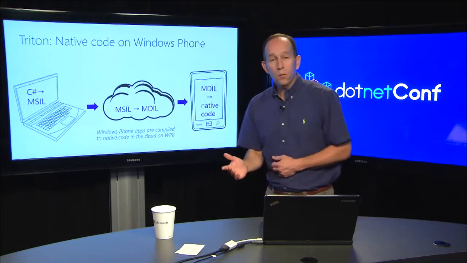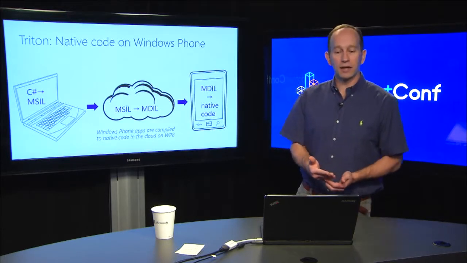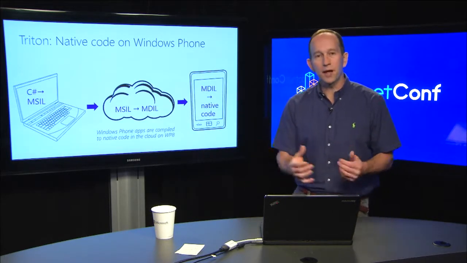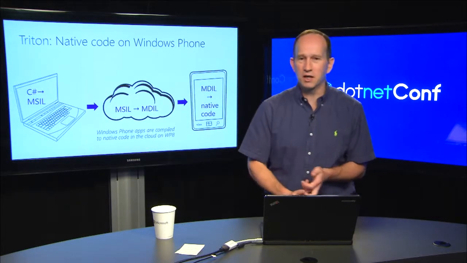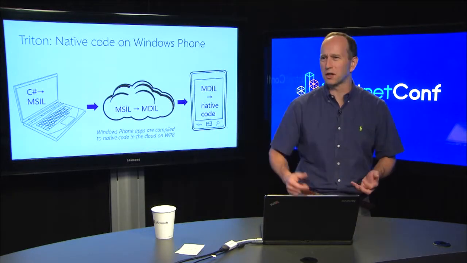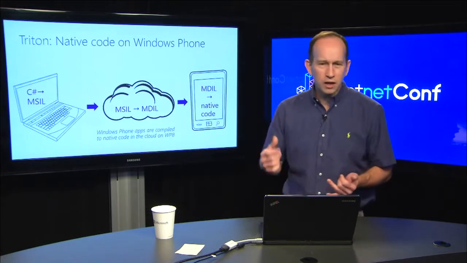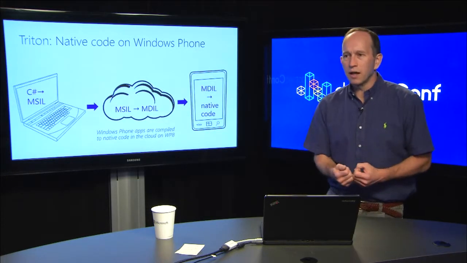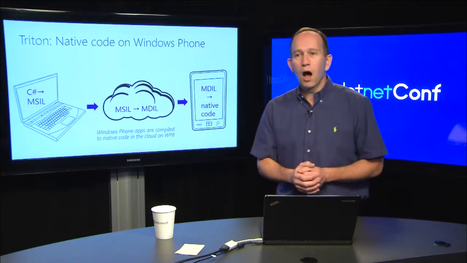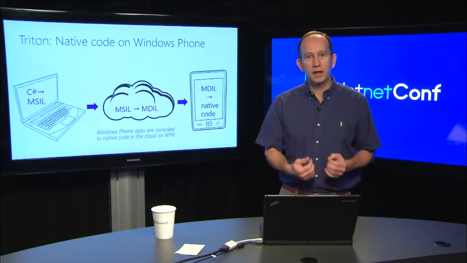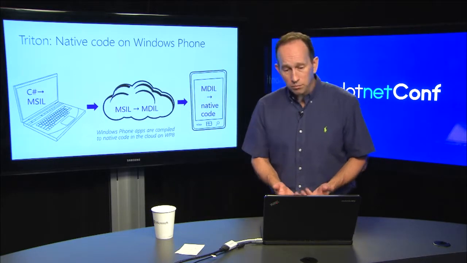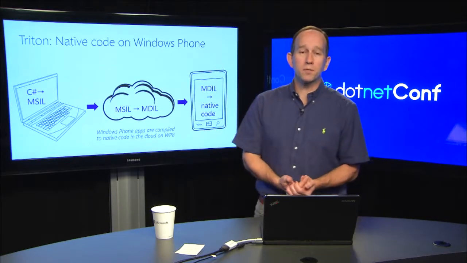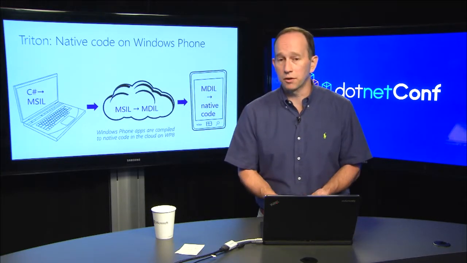In the cloud, we convert MSIL into MDIL. And this is the first half of NGen. This is the part where we're allocating registers, we're doing optimizations like common sub-expression elimination, our data flow optimizations, all of the things that make compilers smart. We do all of this work in the cloud so that the user doesn't have to do that on their phone. But we don't know what version of the framework the user has on his or her device.